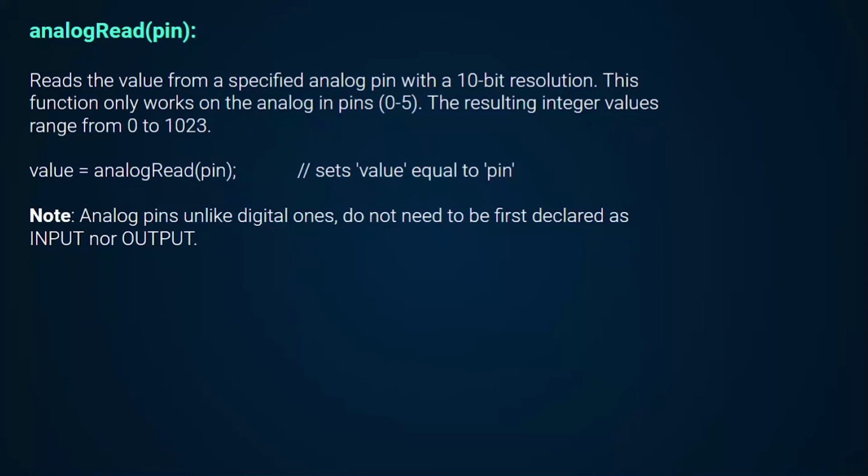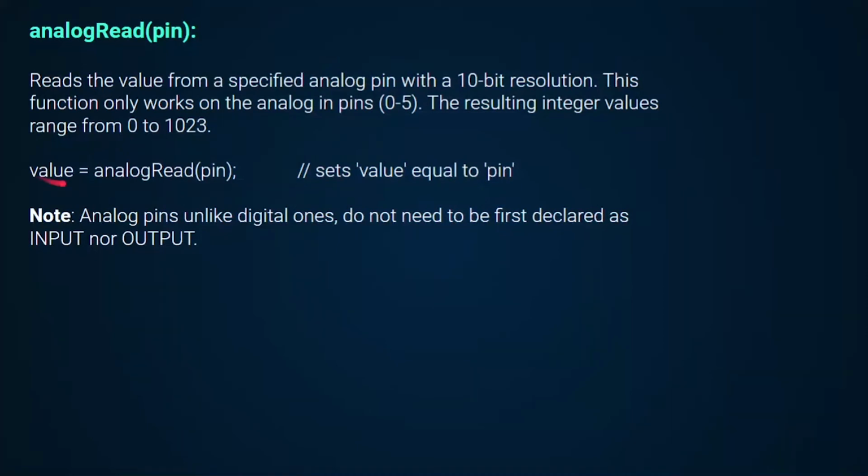So it reads a value from a specified analog pin with a 10-bit resolution. This function only works on analog pins 0 to 5. We have already said that A0 to A5 are the analog pins, and this works only on those. The resulting integer values range from 0 to 1023. So it's a 10-bit resolution. That's why we get this range.